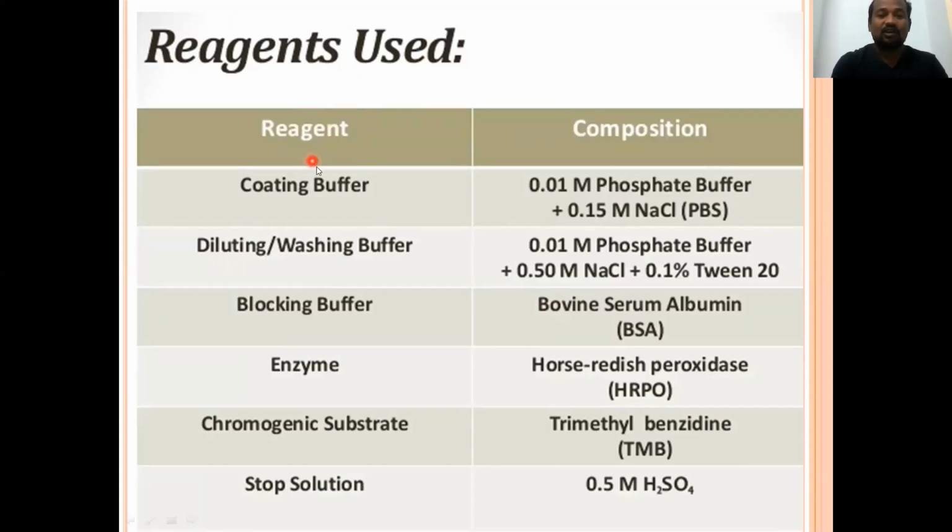So the reagents are some buffers we are using, right? Like coating buffer, washing buffer and blocking buffer. These are the three buffers used in the reagents of the ELISA kit. So another thing is the enzyme and chromogenic substrate and stop solution.